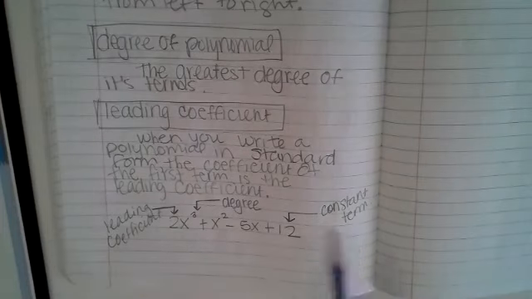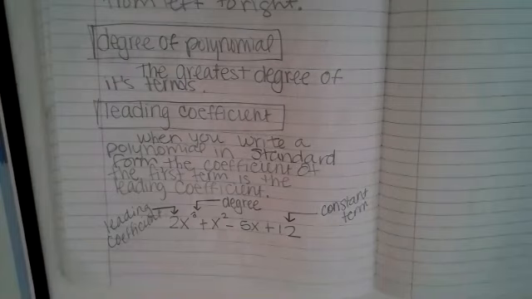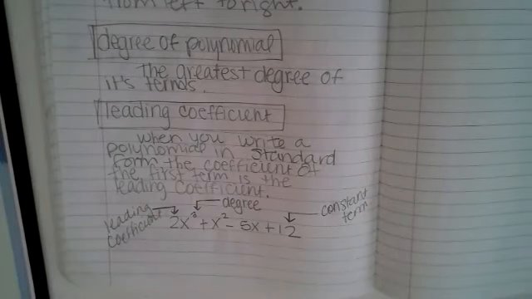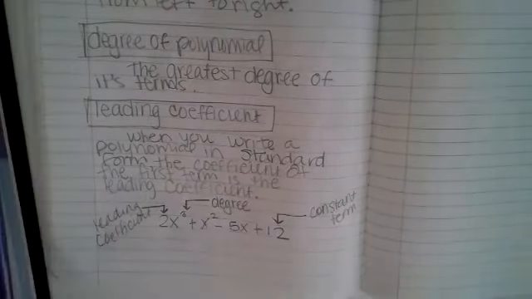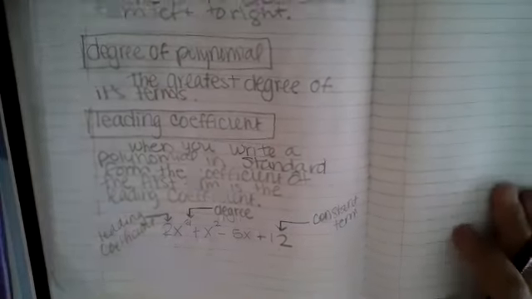Okay, so this is the information that we just discussed in terms of what we are looking at for a polynomial. Do I have any questions so far? So we're going to do some examples together. The first one is this.